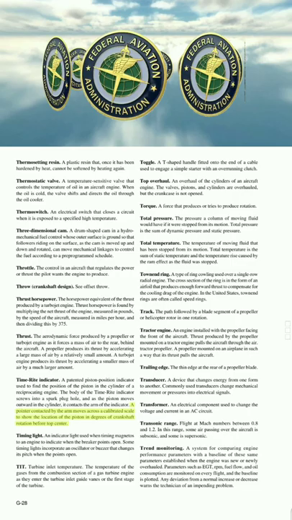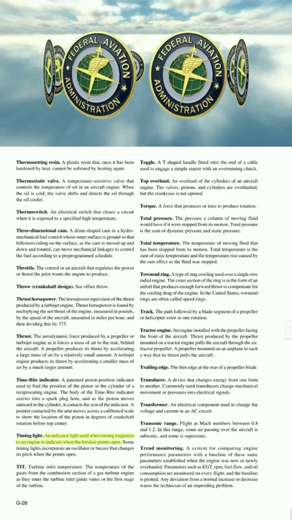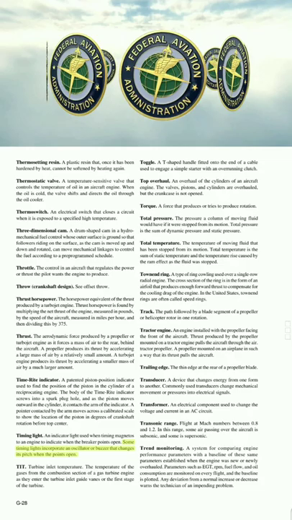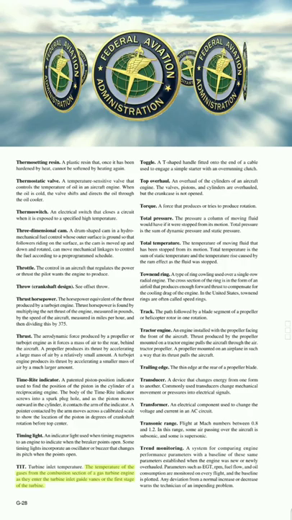Timing light. An indicator light used when timing magnetos to an engine to indicate when the breaker points open. Some timing lights incorporate an oscillator or buzzer that changes its pitch when the points open. TIT. Turbine inlet temperature. The temperature of the gases from the combustion section of a gas turbine engine as they enter the turbine inlet guide vanes, or the first stage of the turbine.